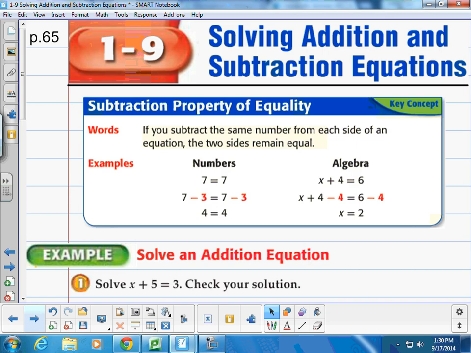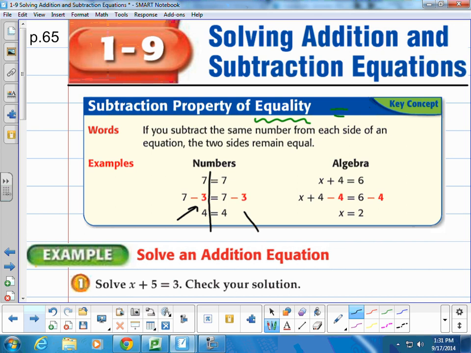Some things you'll see in this section and when you're talking about equations are different properties of equality. Hopefully we know that equality means equal and remaining equal. What the subtraction property of equality says is if you subtract the same number from each side of an equation, the two sides remain equal. So pretty much what they mean is if you do something to one side and you do that same thing to the other side, everything should remain equal as it does on both sides as well.